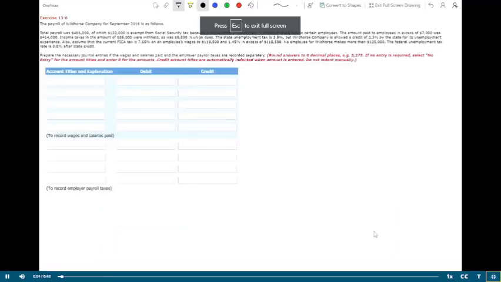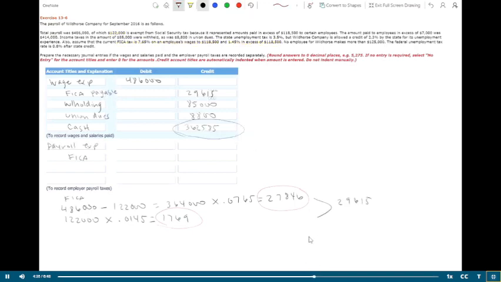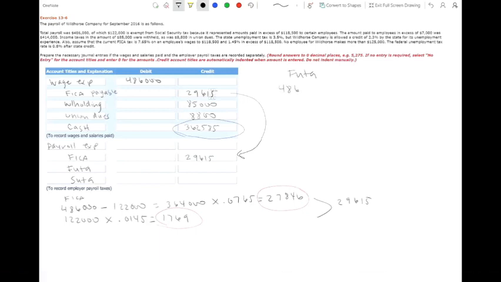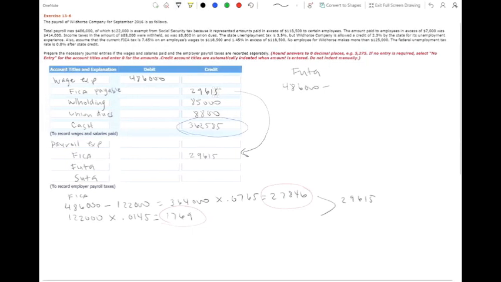Okay, to record payroll, we're actually going to do this in some of these two numbers. They have to match the FICA. So whatever the employee paid, they're going to match FICA. And then we can calculate how do you solve for FUTA. Well, you take the 486,000, which is our total salaries, and we take the amount minus the 414,000, the amount.